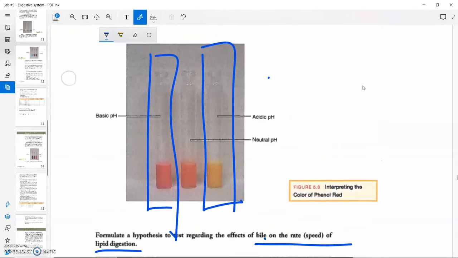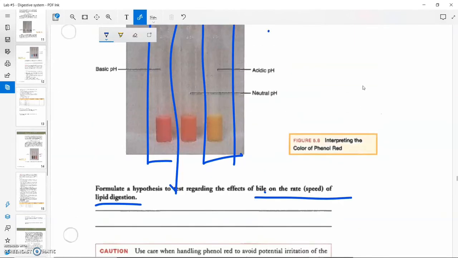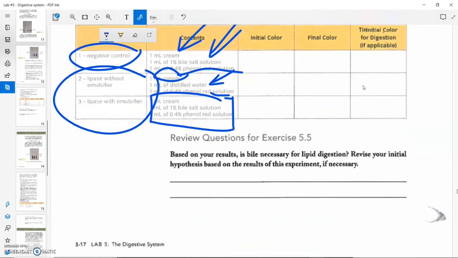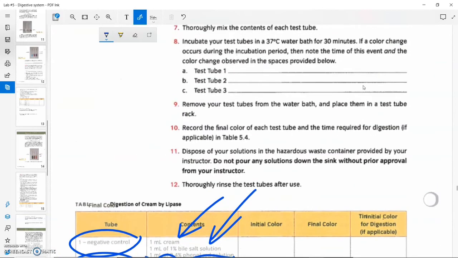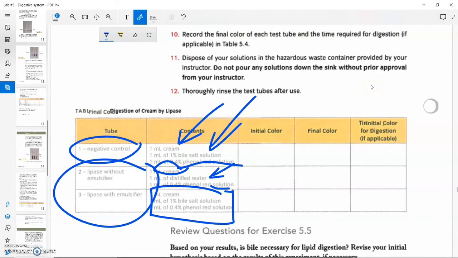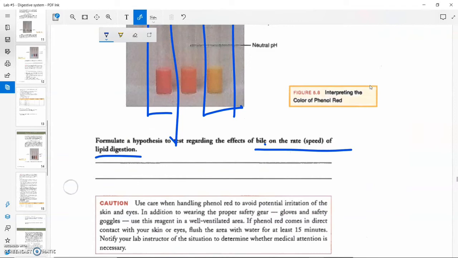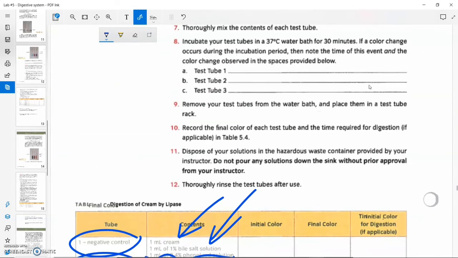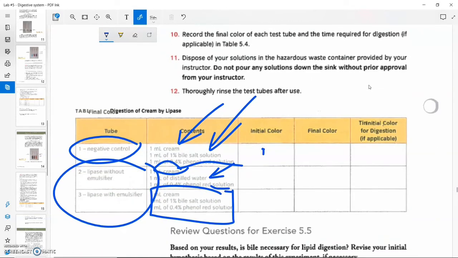So negative control: cream, bile salt, phenol red. Initial color will be red, no breakdown, basic pH. We're going to do red, orange, and yellow. So red. Final color will also be red.